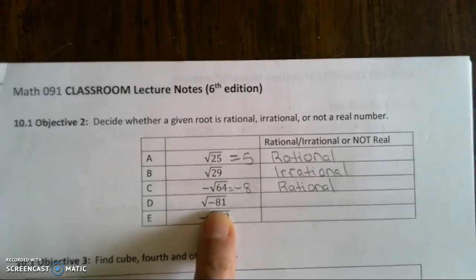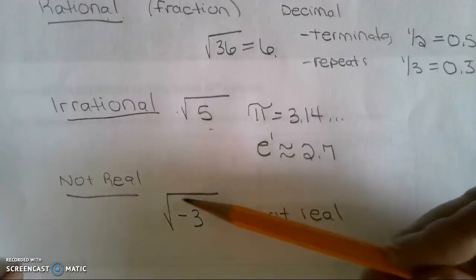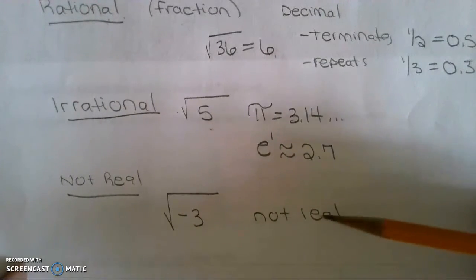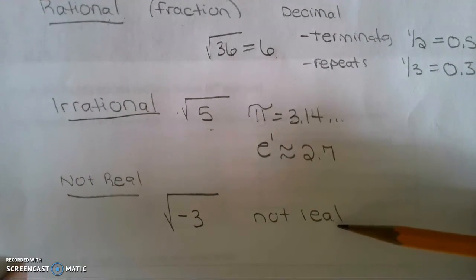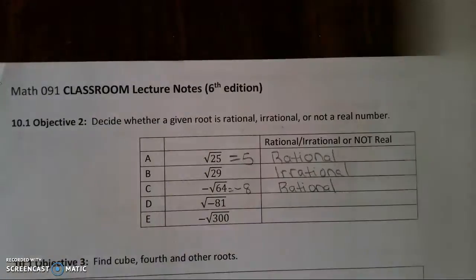The next one, the inside part is negative. When you have a negative inside the radical, that is not real. That's actually what they call a complex solution, an imaginary unit, which we'll talk about a little bit later on. So that one is not real.